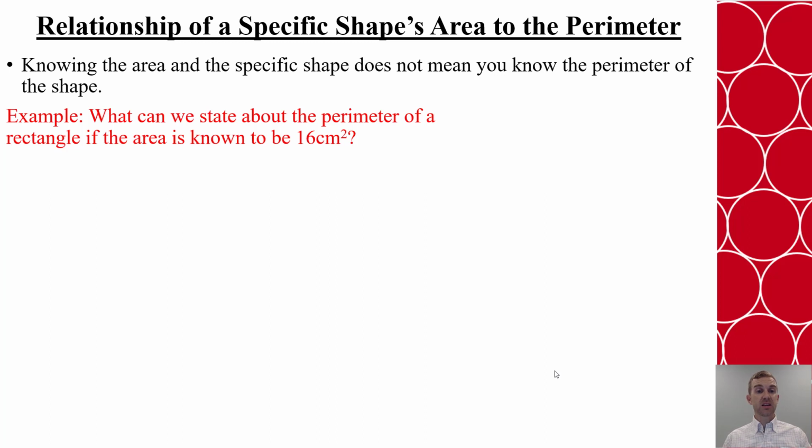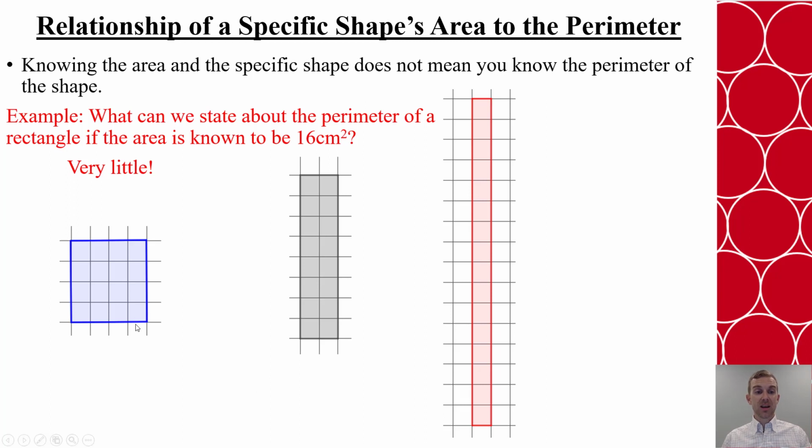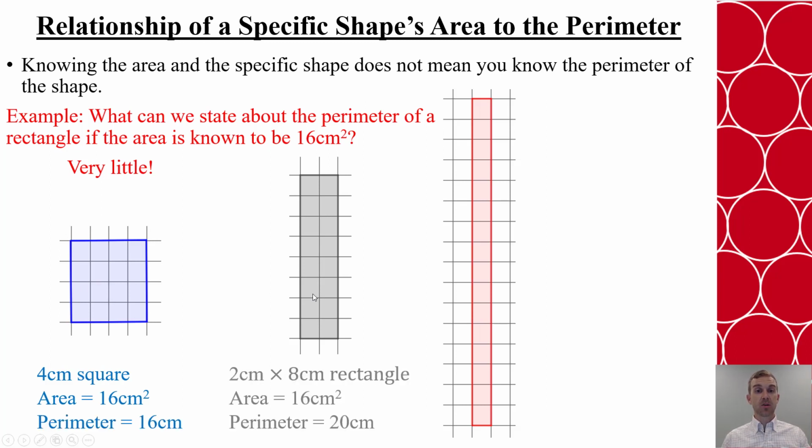So what if we stated that we want the perimeter of a rectangle and we know the area is 16 square centimeters? Well, if you think about the first 2 examples, we don't know much at all, because a square and the 2x8 rectangle are both rectangles. And here's a third one. This is a 1x16 rectangle. These are all rectangles that have area of 16 square centimeters. But again, the perimeter of the square was 16 centimeters. The perimeter of the 2x8 was 20 centimeters. And the perimeter of this 1x16 would be 34 centimeters.